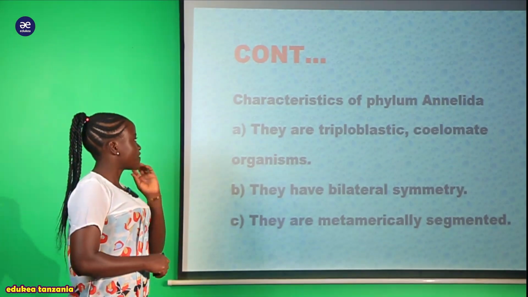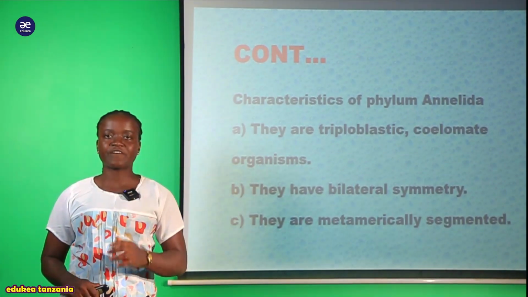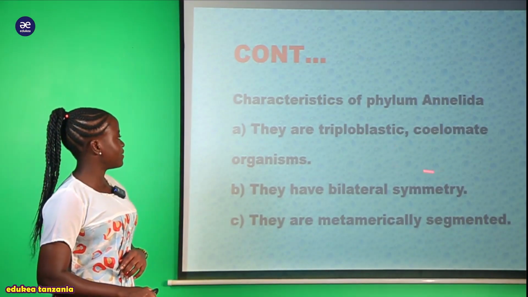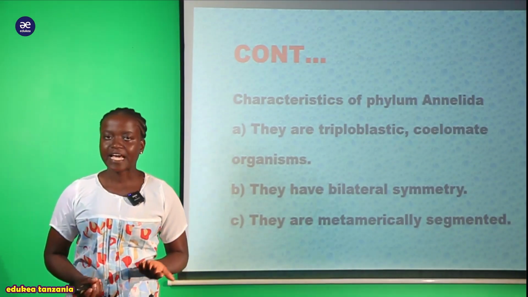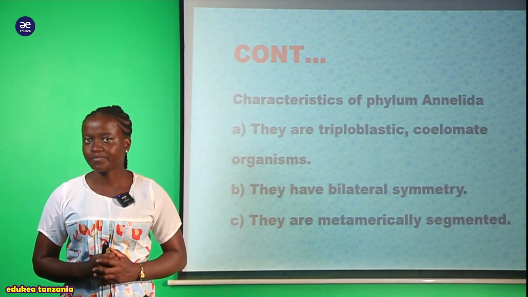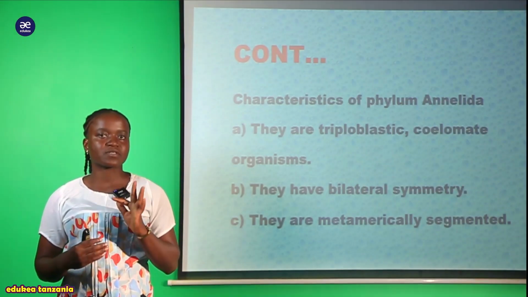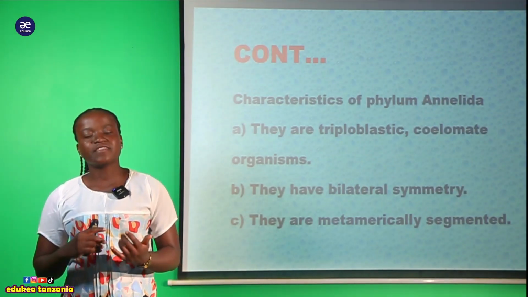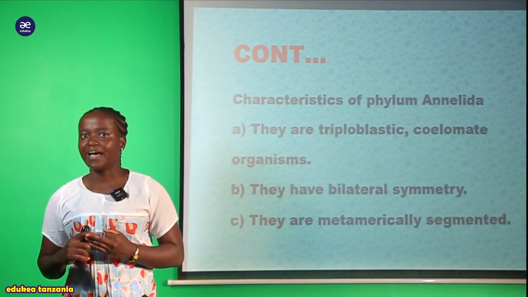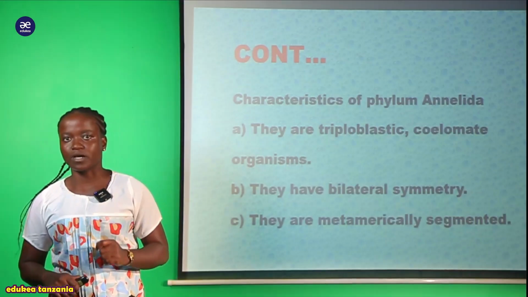So here the first characteristic, we can say that these organisms of the phylum Annelida are triploblastic coelomate organisms. What does that mean? When we say triploblastic, it means that these organisms possess 3 layers, and these are the ectoderm, endoderm, and the mesoderm layer. And that brings about the triploblastic nature of these organisms.